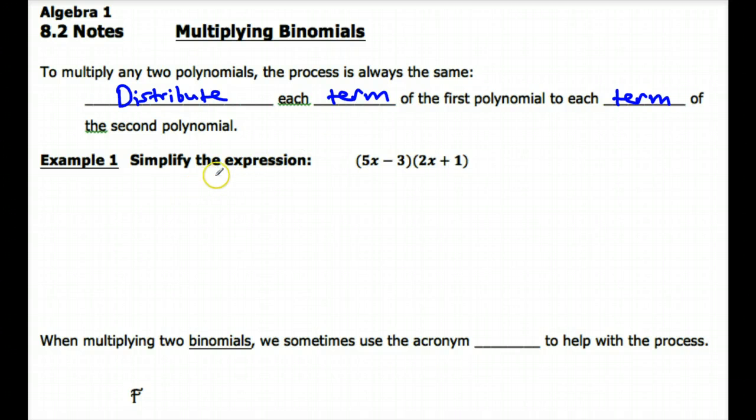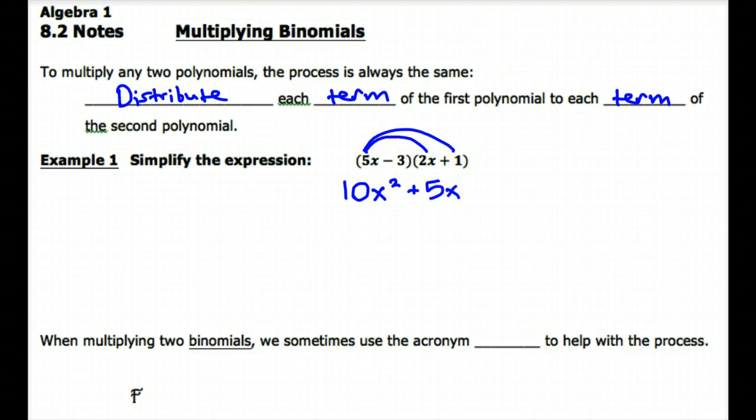So a good example of this is number 1. We have the binomial 5x minus 3 times the binomial 2x plus 1. Okay, so I'm going to start out with this term 5x here. I'm going to distribute it to the 2x first. 5x times 2x is 10x squared. And then I'm going to distribute it to the positive 1. 5x times 1 is positive 5x.